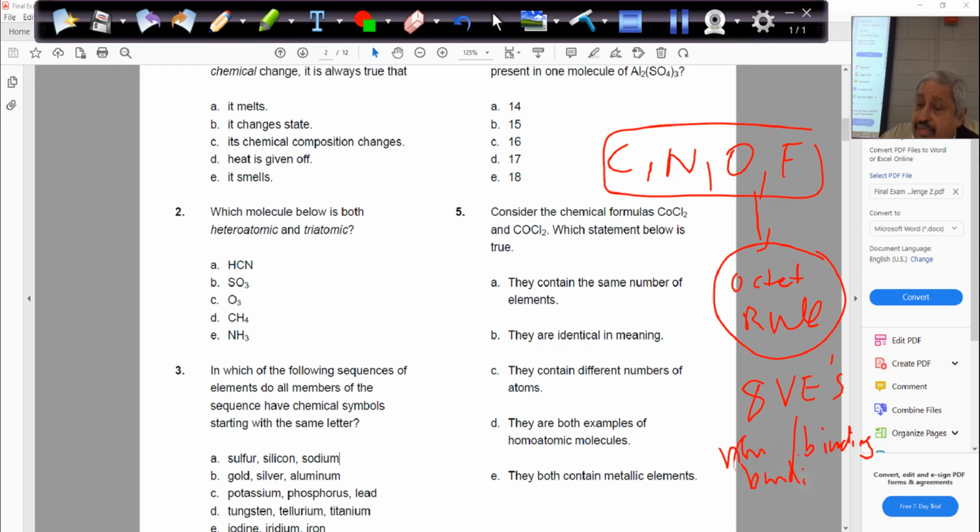Now, sometimes those 4 will not obey the octet rule when they start with a single bond first. Any Lewis dot structure starts with a single bond. So then you are forced to do what? To satisfy the octet rule for those 4 elements, go to a double bond. If the double bond will not satisfy the octet rule, you go for the triple bond. Then one of those double or triple bonds will satisfy the octet rule. Are you following me here?